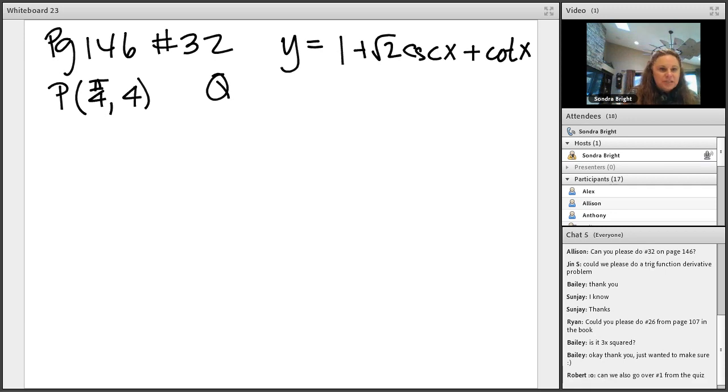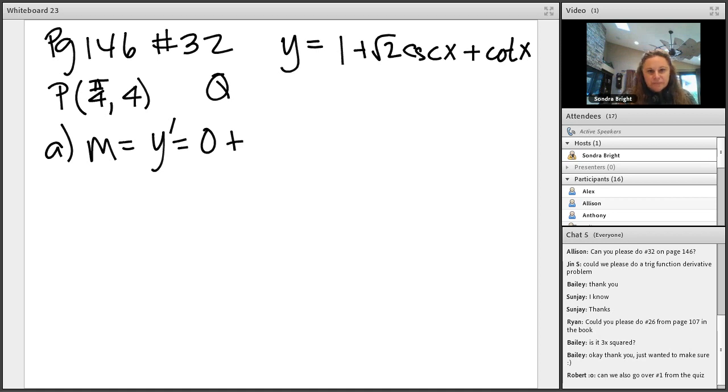Okay, so let's start with finding the tangent to the curve at P. Find the equation for the tangent. All right, so we got a point already. We need the slope, and the slope will be y prime, which is the derivative of 1, which is 0.